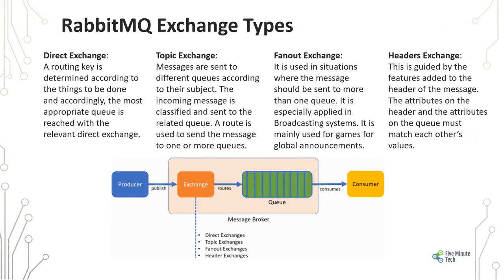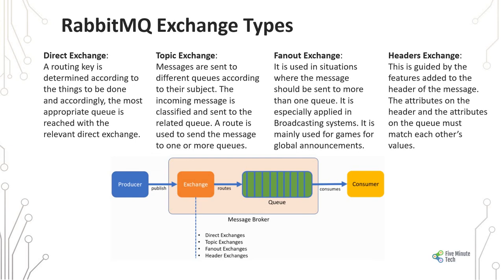Now, RabbitMQ exchange type, there are different ways in which this exchange can be configured. There is a direct exchange, we have topic exchanges, fanout exchange, and the header exchanges. Direct exchange is basically a routing key determined according to the things to be done, and accordingly the most appropriate queue is reached and relevant direct messages are delivered.